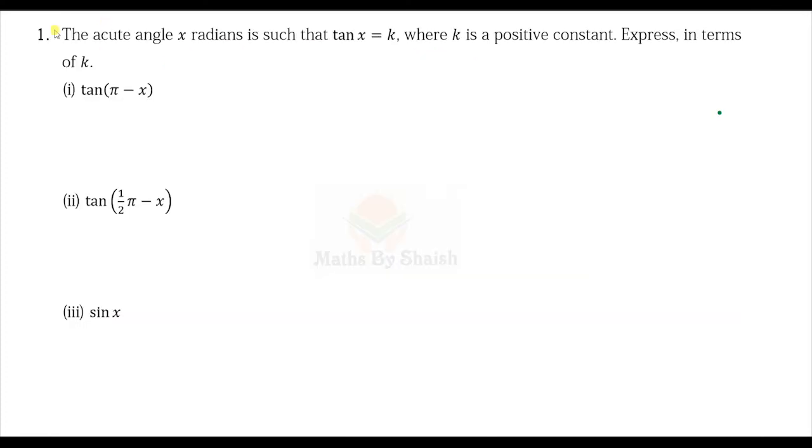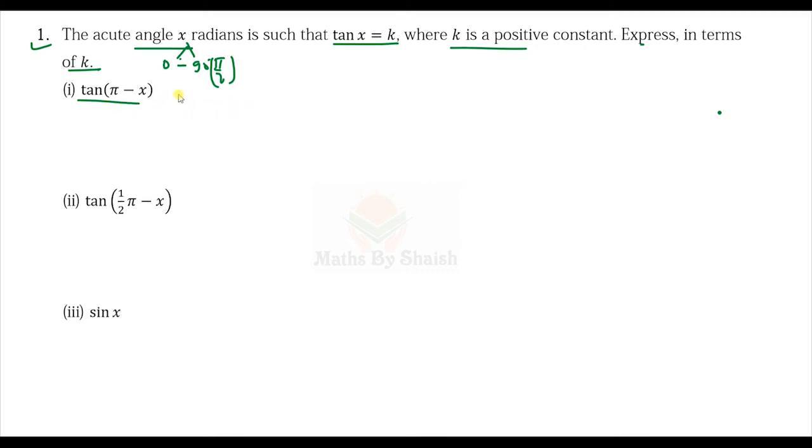So here is question number 1. The acute angle x, acute angle means this angle is between 0 and 90 degrees, or in radians, between 0 and pi by 2, is such that tan x is equal to k, where k is a positive constant. Express in terms of k the tan of pi minus x.